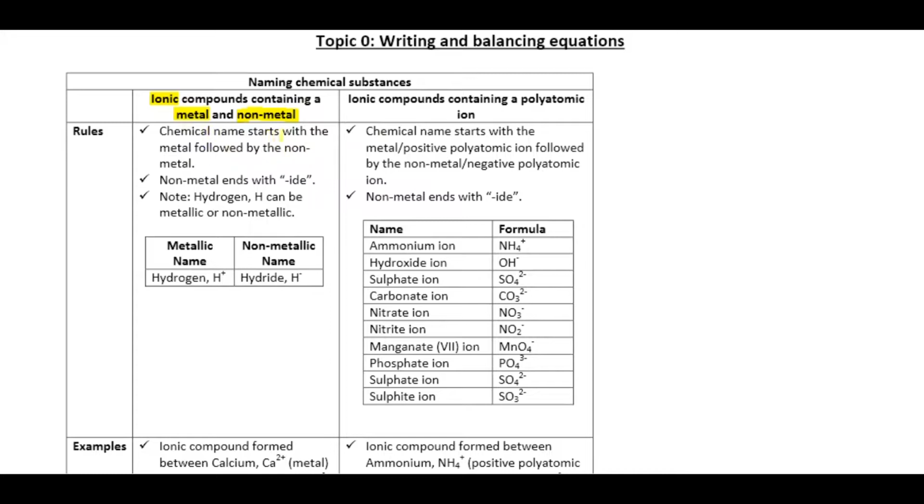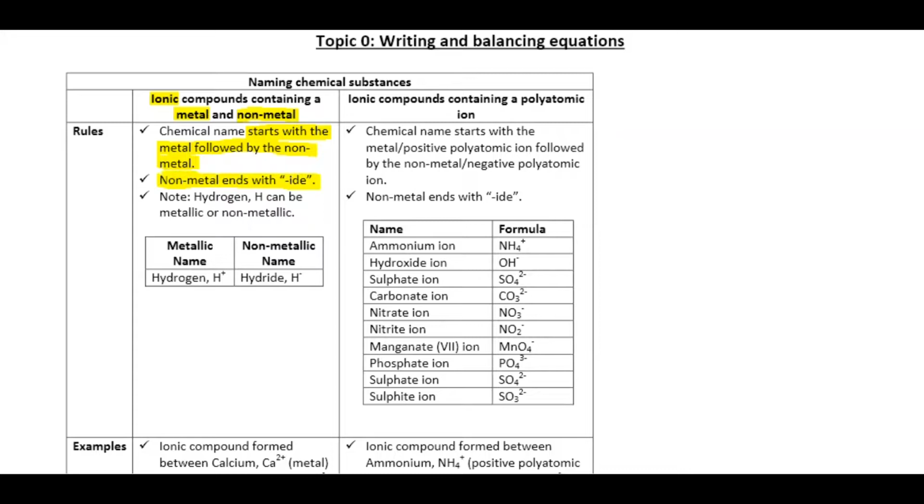The rule for naming an ionic compound containing a metal and a non-metal is that the chemical name starts with the metal, and then it's followed by the non-metal. The name of the non-metal will end with IDE.